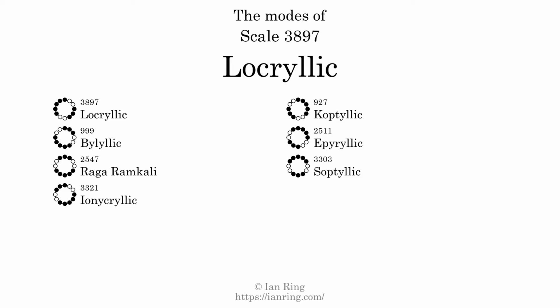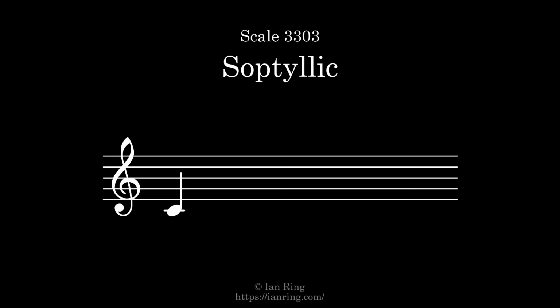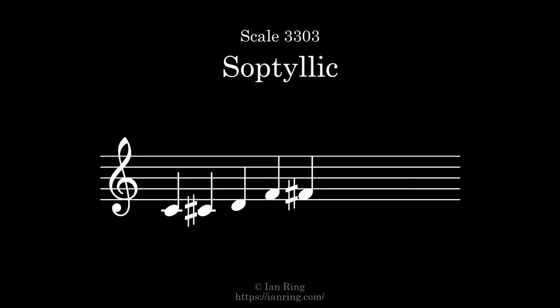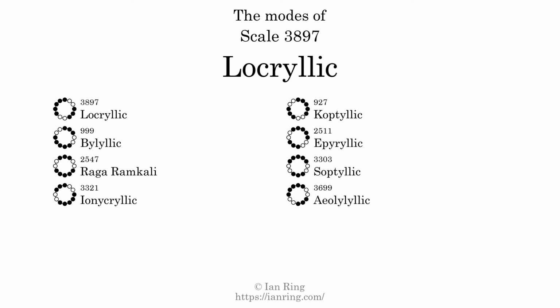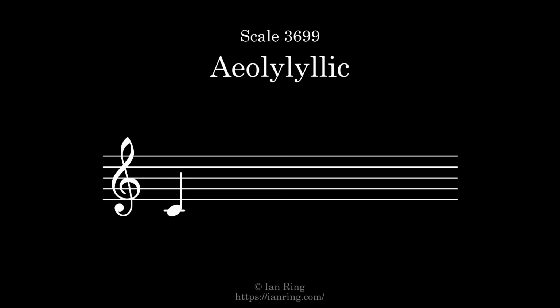The seventh mode is scale 3303, also known as octatonic. It sounds like this. The eighth and last mode is scale 3699, also known as Locryllic. It sounds like this.